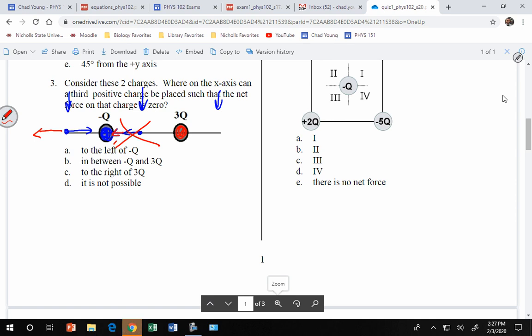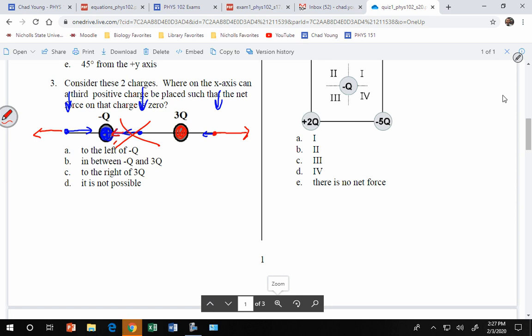No way to get a net force of 0. It is possible on the left to get a net force of 0, but we'll see. Like I know what the answer is, but we're not fully convinced yet. And then on the right side, over here, if I have a positive charge, it's going to be repelled from the 3q. That should be red, I'm sorry. Repelled from the 3q and attracted to the minus q. I drew this vector a little too long. So on both sides, on the left and the right, I have vectors that are opposite one another.